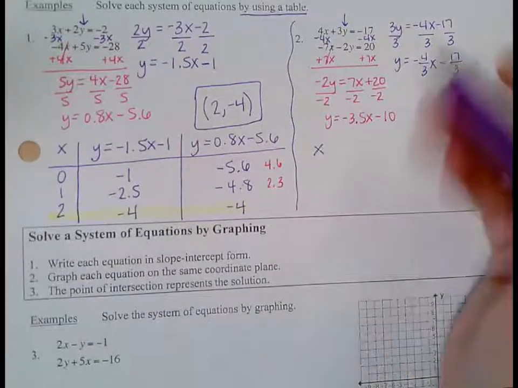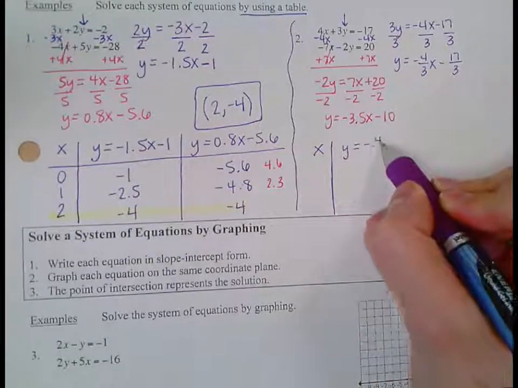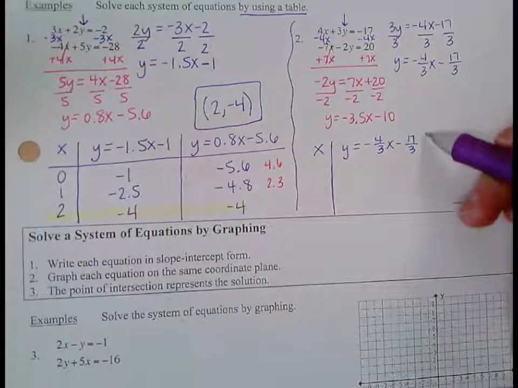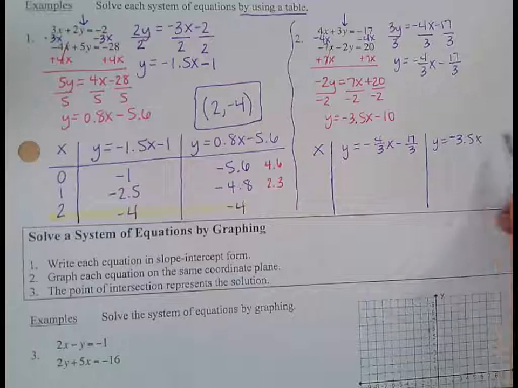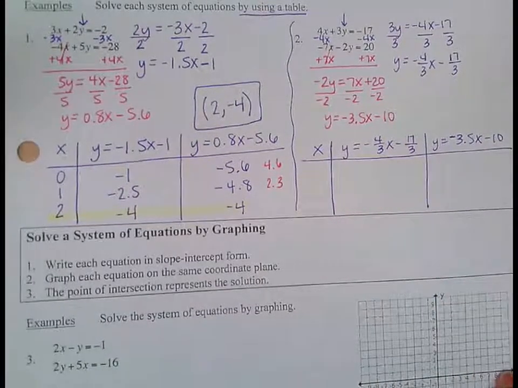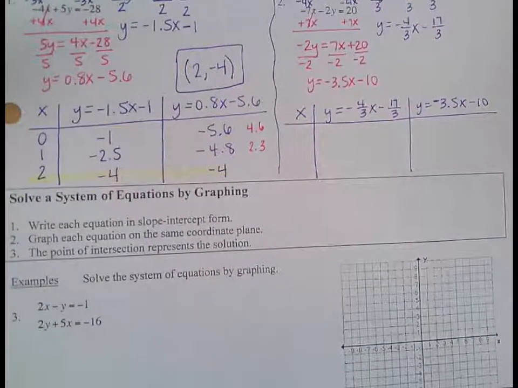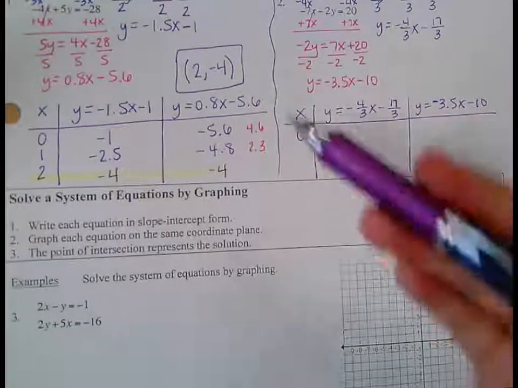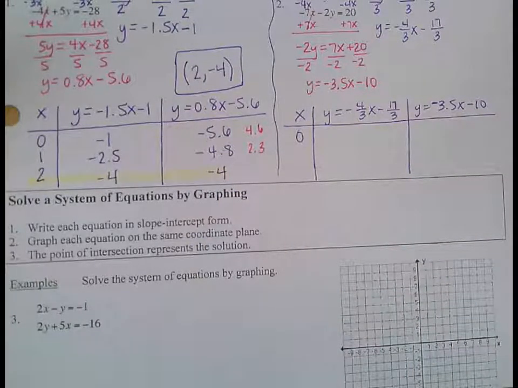So I'm going to set up my table, x column, y equals negative 4/3 x minus 17/3 in the second column, y equals negative 3.5x minus 10 in the third. And I'll start out the same way, substitute in 0. Again, even if you know it's not going to work, it's good to compare if your y values are going to be getting closer together or farther apart.